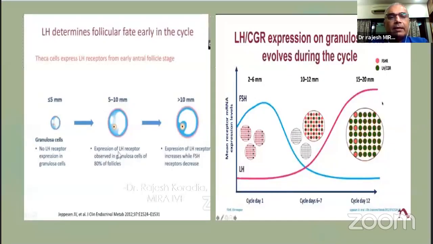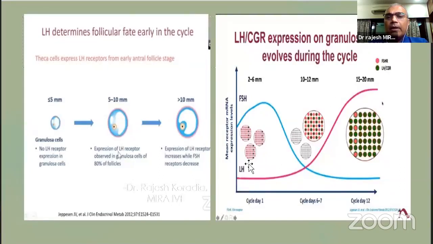So theca cells are the regular home of LH receptors, whereas granulosa cell is a vacation house where they start occupying in the mid follicular phase and thereafter play an important role in oocyte maturation and steroidogenesis. If you look at this diagram, it shows the LH receptor density. Red is FSH receptor and black is LH receptor.